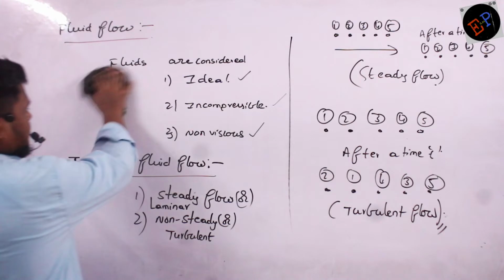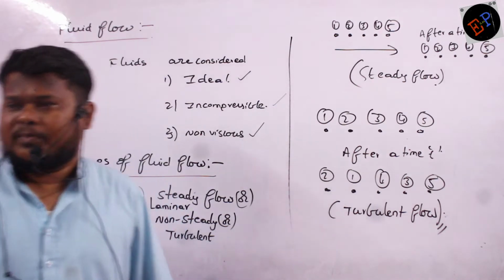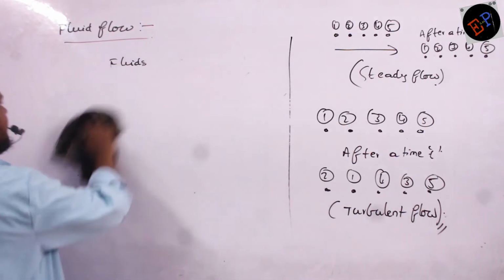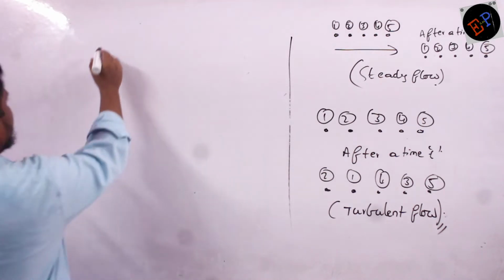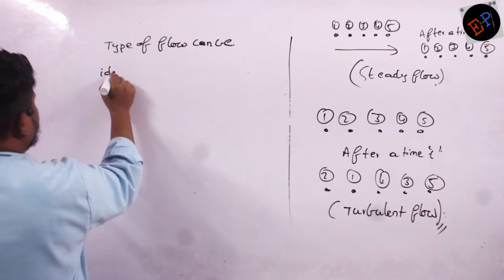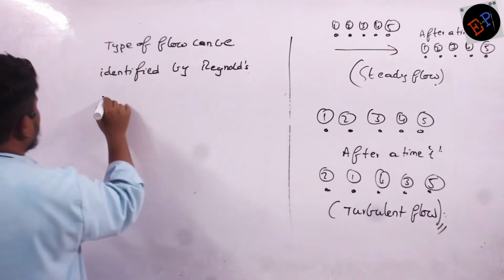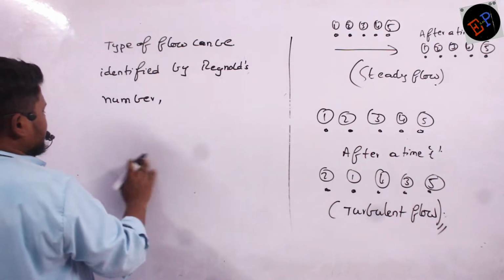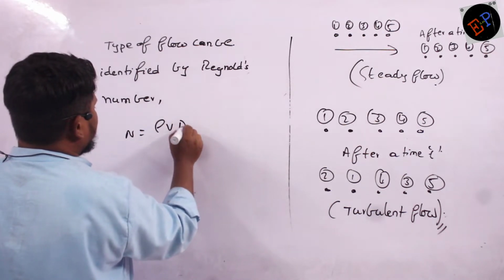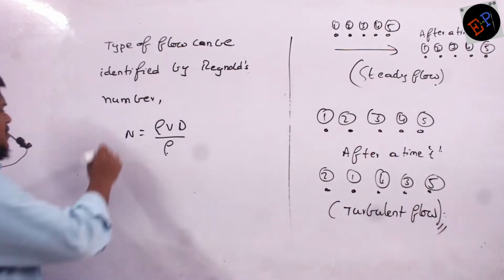Okay? And here, to identify which one is steady and which one is turbulent, we have a number called the Reynolds number. By using that number, we can identify whether a flow is a steady flow or a turbulent flow. So therefore, write down: type of flow can be identified by Reynolds number. And what is this Reynolds number? Reynolds number N is equal to rho v d divided by eta. Rho v d divided by eta. This is called the Reynolds number.